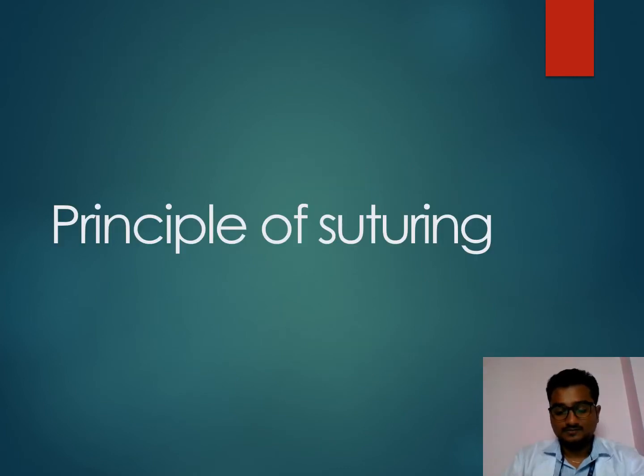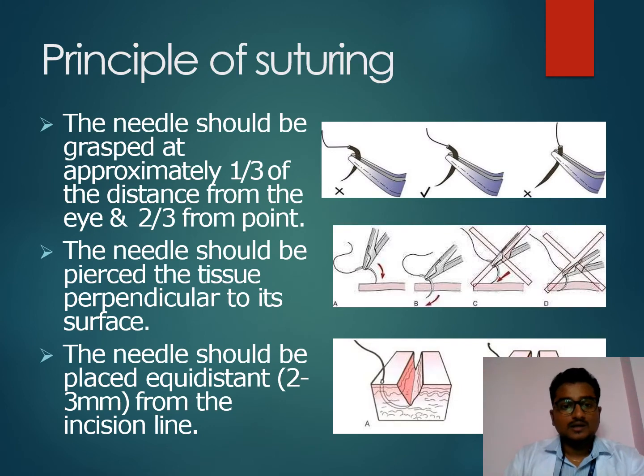Principles of suturing. The needle should be grasped approximately at one-third of the distance from the eye and two-thirds from the point. The needle should pierce the tissue perpendicular to its surface. The needle should be placed equidistant, 2 to 3 mm from the incision line.